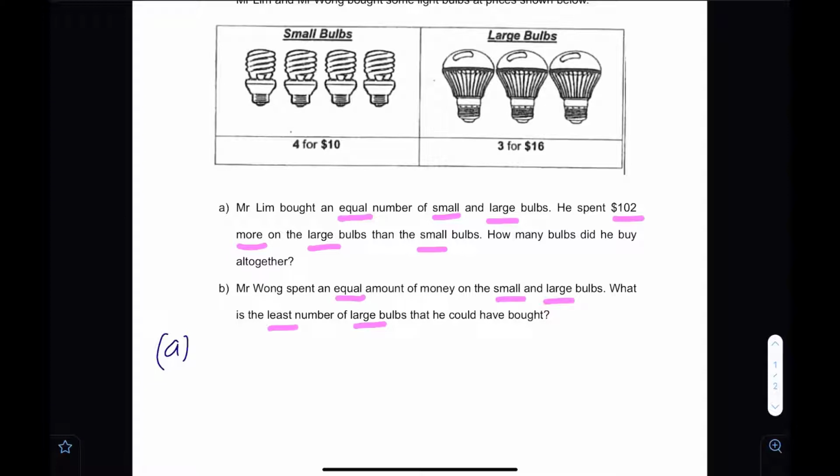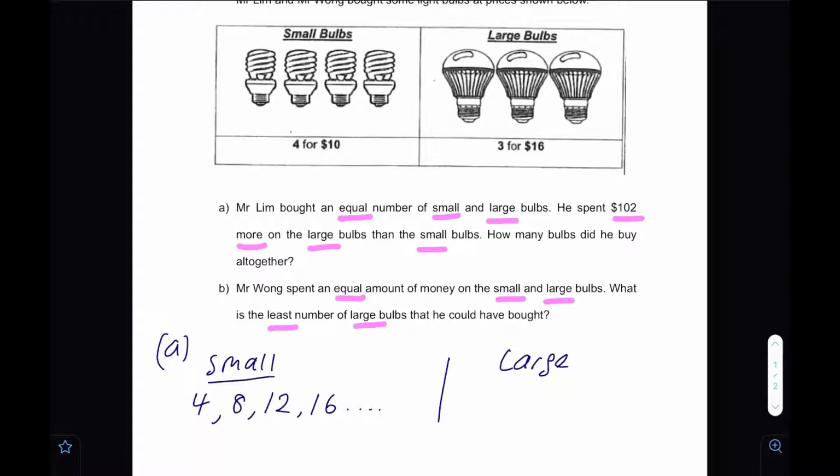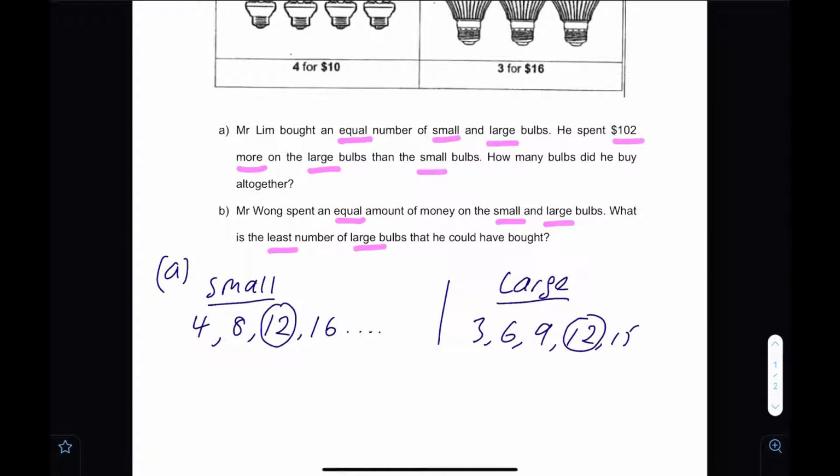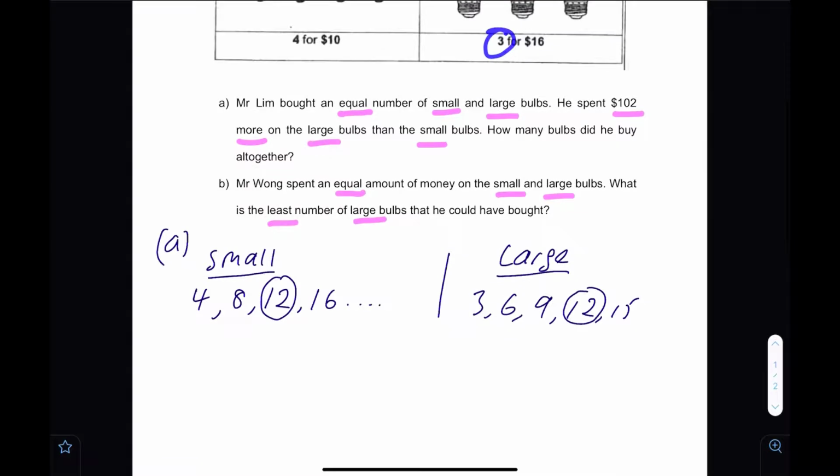So we list down the multiples of 4. This is for the small light bulb. Okay, so we have 4, 8, 12, 16, so on and so forth. And large one, we do the same thing. 3, 6, 9, 12, 15, so on and so forth. Okay, so we know that 12 is a common multiple. Another way you can do this is to take 4 times 3 and 3 times 4 as well. Then you can get a common multiple also.